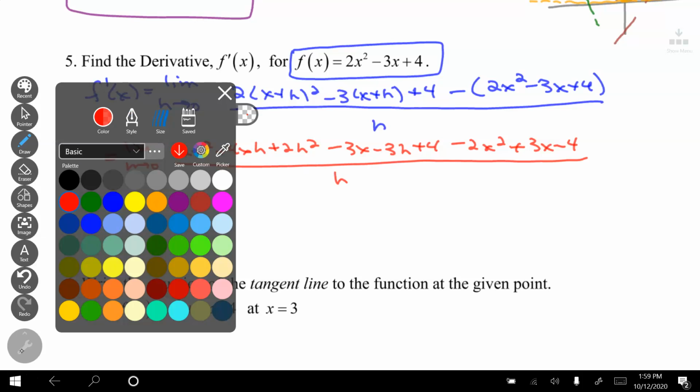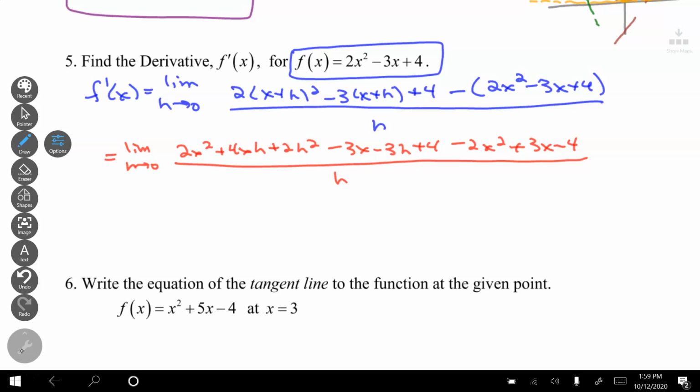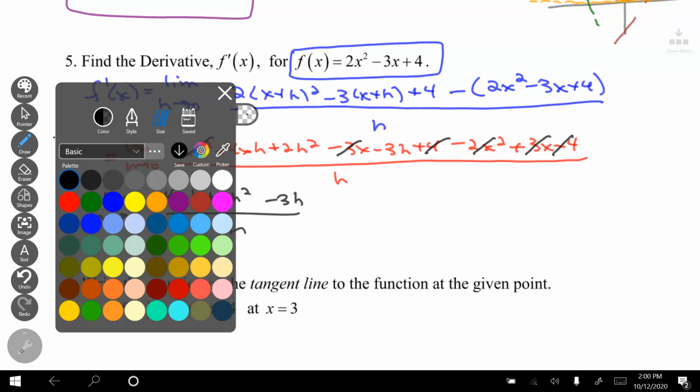And here is my favorite step. Everything in the numerator that does not have an h will cancel out. And I know these guys don't have h's, so they all have buddies. Negative 4 plus 4 plus 3x minus 3x minus 2x squared plus 2x squared. What do I have left over? The limit as h goes to 0 of 4xh plus 2h squared minus 3h all over h. So those 9 red terms I had in the numerator, 6 of them canceled out.